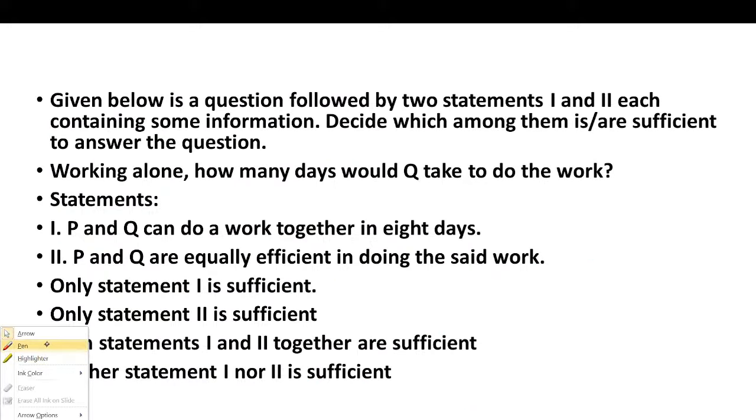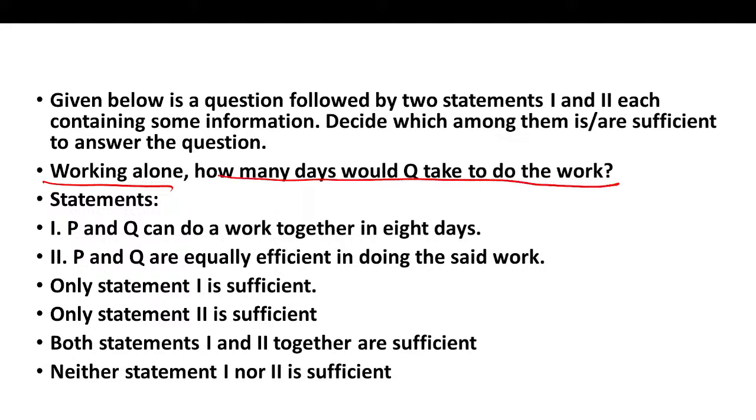Can you answer? What is the question they are asking you? Working alone, how many days would Q take to do the work? Statements. What is the first statement? P and Q can complete the work in 8 days. Second, P and Q are equally efficient in doing the work. By statement 1 alone, we cannot get the answer. If you combine statement 2 with 1, we might get the answer.